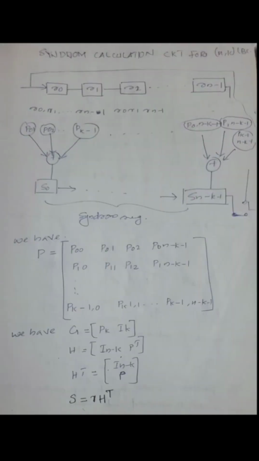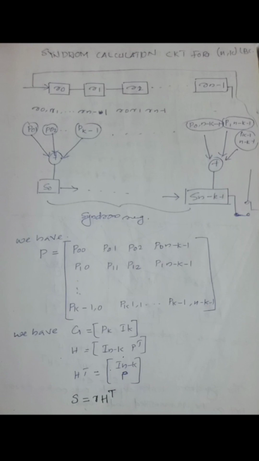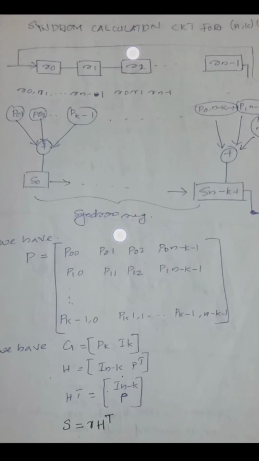So we got two equations for syndrome. Syndrome S is equal to RH transpose and syndrome S is equal to EH transpose. Syndrome equal to 0 if and only if R is a code word, that is no error. If syndrome is not equal to 0, then R is not a code word. So this is the case of syndrome. Next we are going to find the syndrome calculation circuit of an (n, k) linear block code.